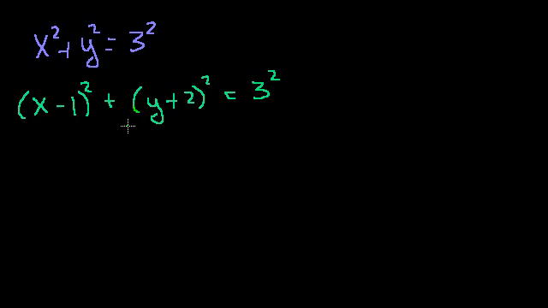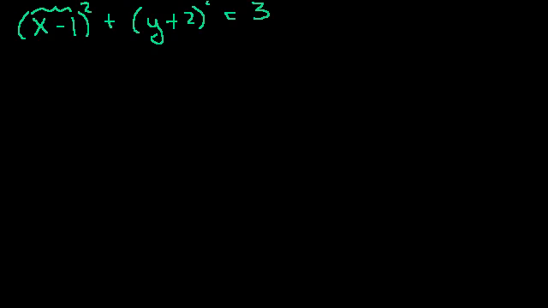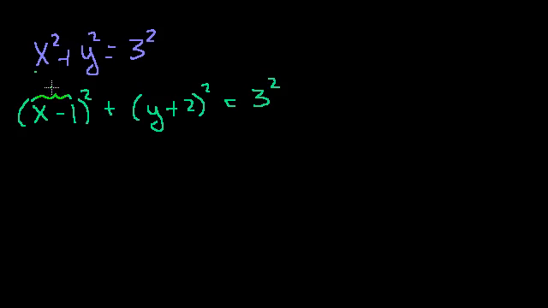Now all of a sudden this looks really complicated and daunting and all the rest. But all you have to recognize is we just substituted an x minus 1 for the x. And we just substituted a y plus 2 for the y. So it has the same basic pattern as this circle.